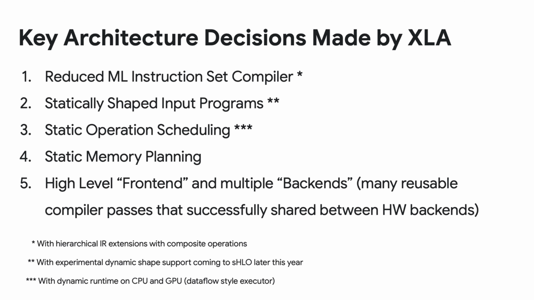The key decisions that were made by XLA in the early days: it's a reduced ML instruction set compiler. The op set is very small, about 100 operations. In the TensorFlow era, we had kernels in the hundreds and thousands, and I think right now in Google we have multiple thousands of kernels. We recognized that it's just impossible to write a compiler for all the thousands of kernels, and the number of kernels keeps growing.